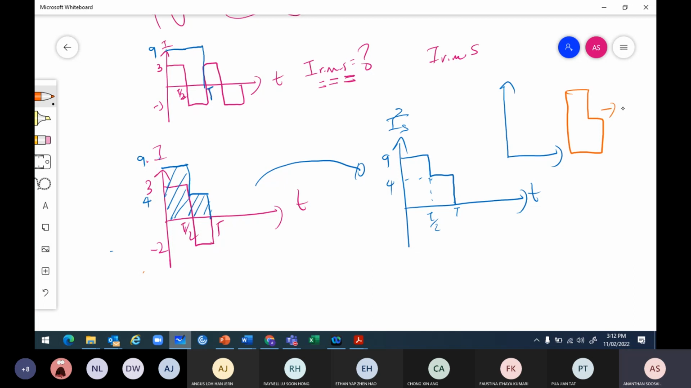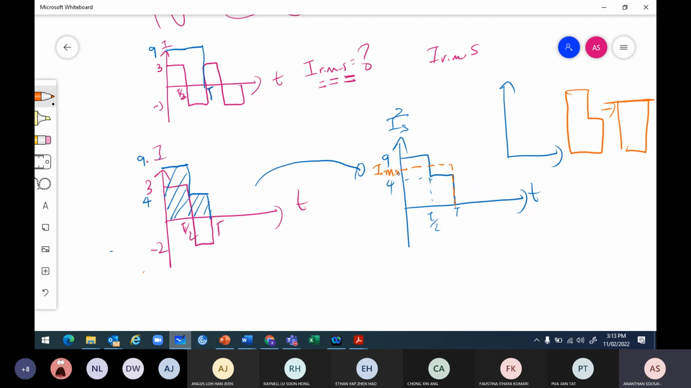We want to change this shape to a rectangle, so that the height is the same. This is the mean value. You want to change this box to an average value, within a period. So the height we are getting here, this is your I mean squared value. This is your mean squared value.